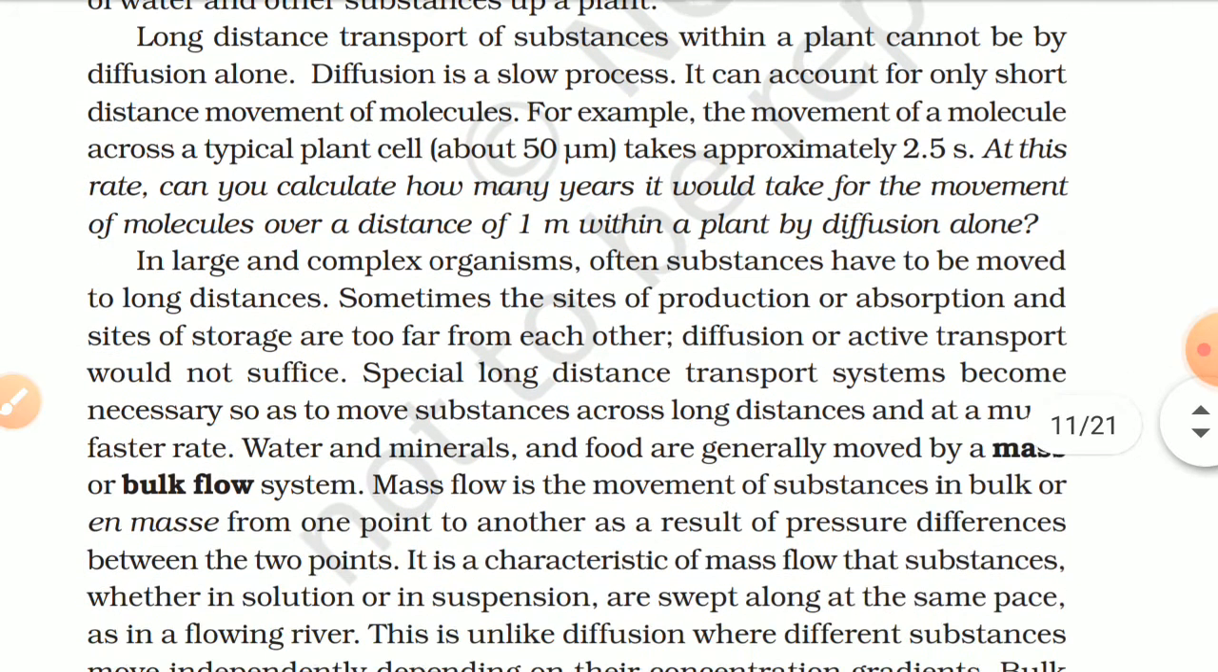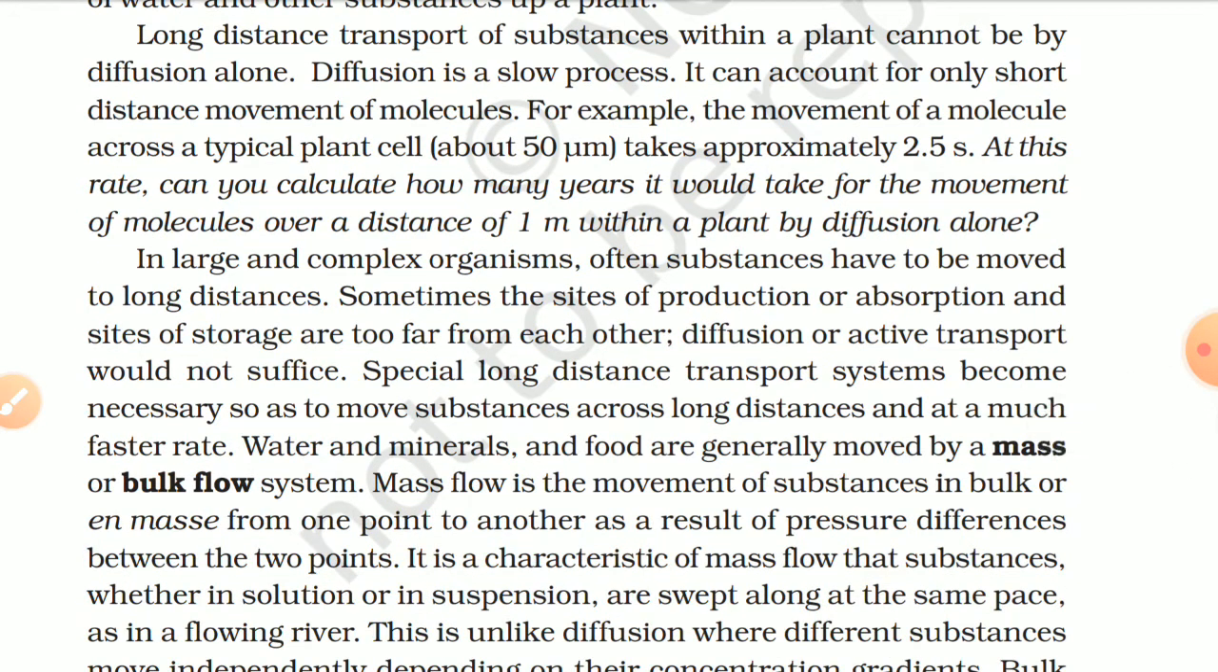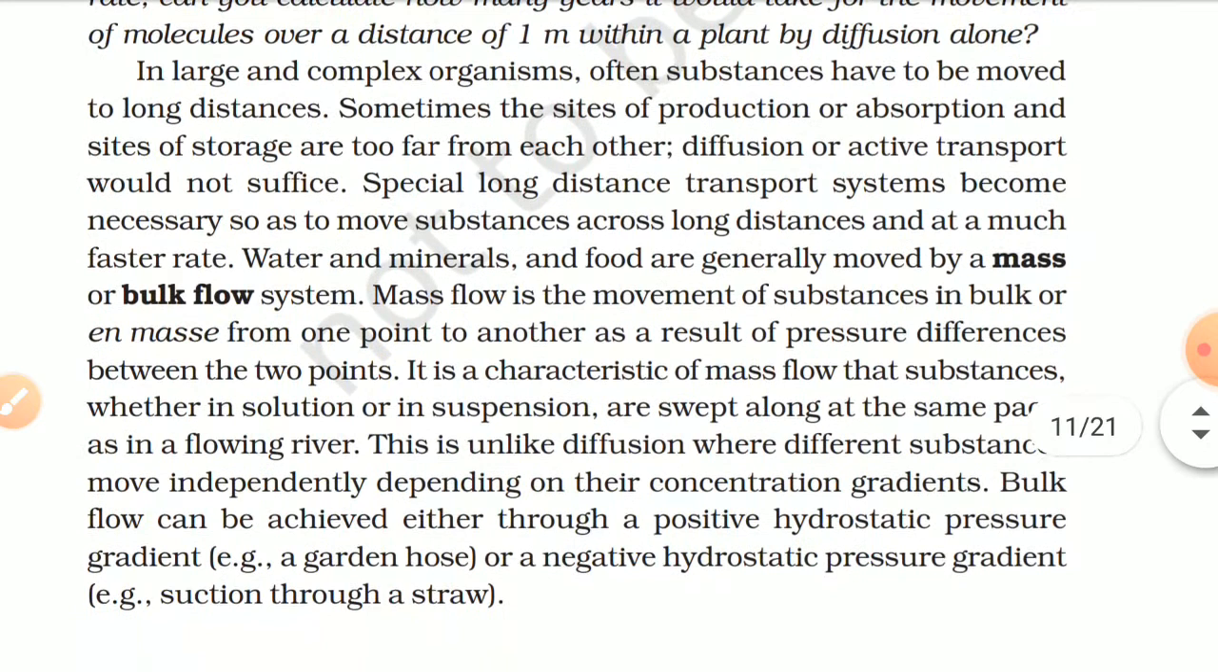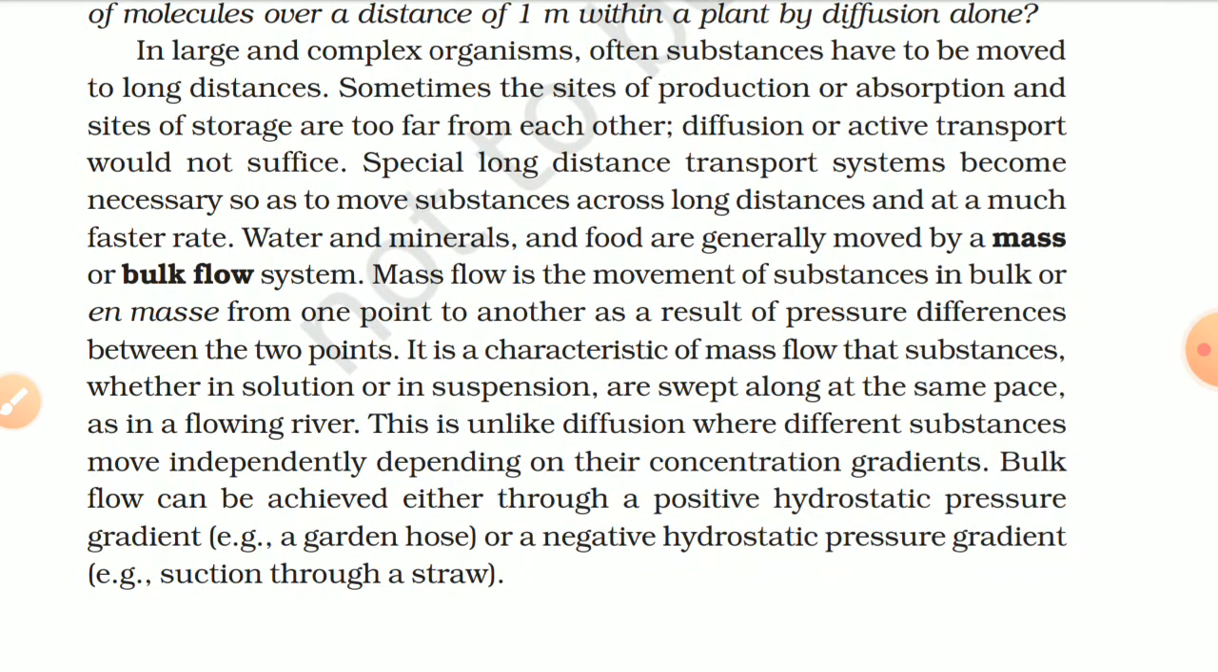In large and complex organisms, often substances have to be moved over long distances. Sometimes the site of production and absorption, and the site of storage, are too far from each other. Diffusion or active transport would not suffice.